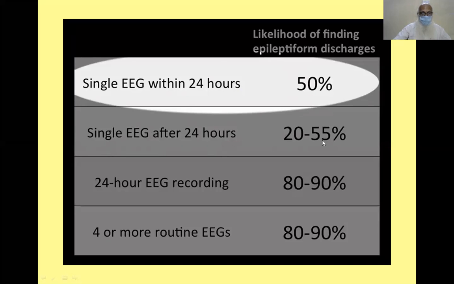If you make a record for a period of 24 hours, then the possibility of finding them increases very well, to 80 to 90%. Similarly, if you make four or more routine EEG recordings, then the probability of finding the epileptiform discharge is very high.